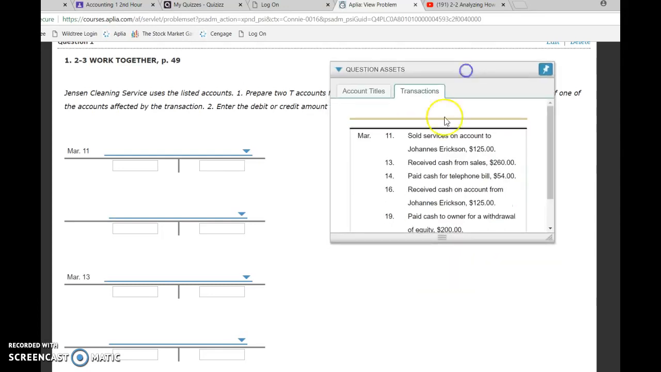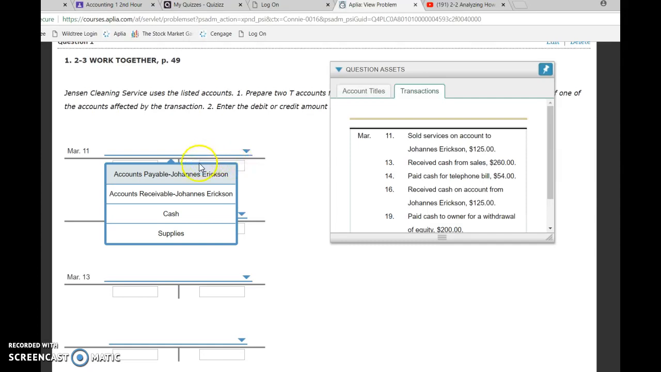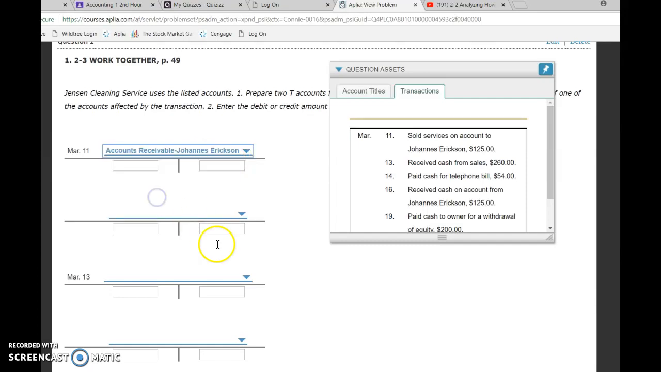Alright, so first one, March 11th, sold services on account to Johannes Erickson, $125. If we break that up into accounts, what 2 accounts do we use there? Logan. Okay. Accounts receivable and sales. And then accounts receivable on the debit side, sales on the credit side.